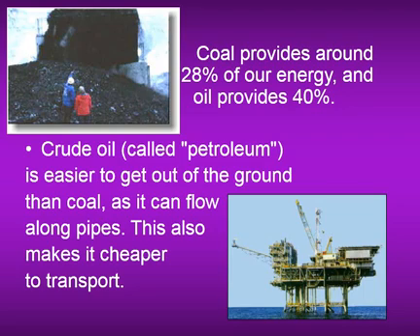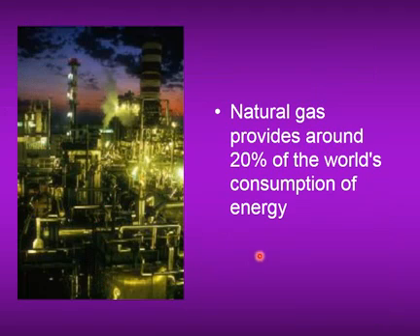And crude oil, which is also called petroleum, is easier to get out of the ground than coal, because coal needs proper transport and manpower to work there, take it out from the reservoir, and then carry it to the power plant where you will burn it. But crude oil is easier to get out of the ground compared to coal, because oil can flow through pipes, so it is also cheaper to transport. So, moving further, natural gas provides around 20% of the world's consumption of energy.